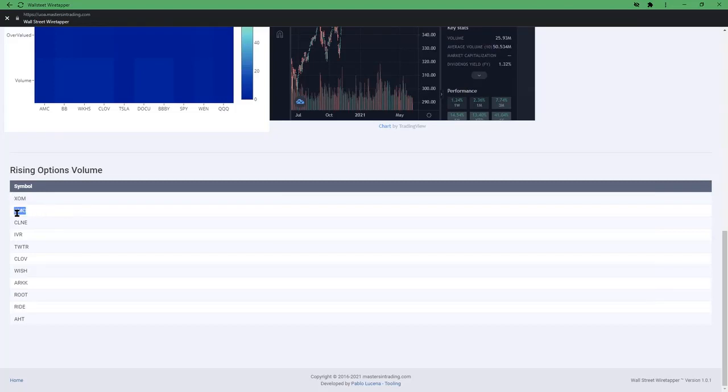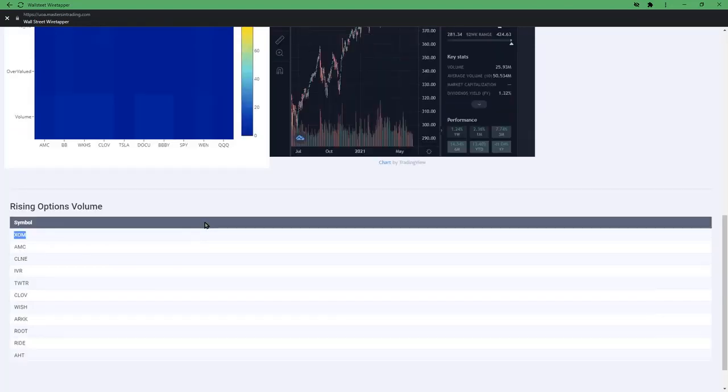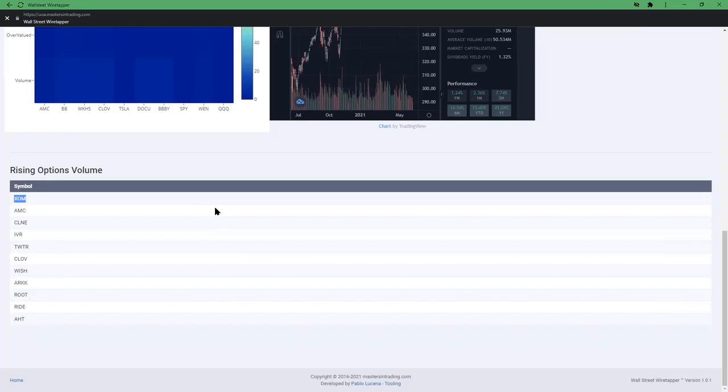These are the results based on yesterday's data. So the results from yesterday of these rising options volumes, they may be different, they may be almost the same. You may see some names that are there again, some that are not. What I did yesterday was sort of like a back test, if you will.